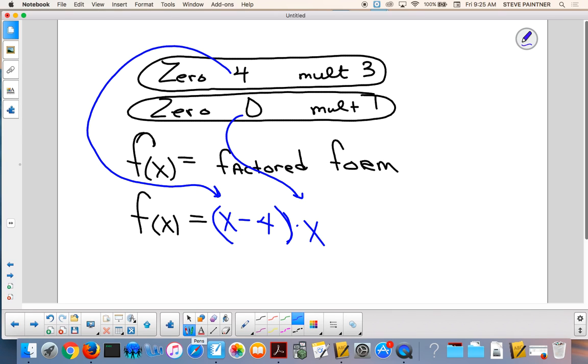The multiplicity is what? 3 on this one, so you need to put a 3 here. The multiplicity is what here? 1. So you need what? Do I need to put the 1? No. If you want the 1, put the 1. If you don't want the 1, don't put the 1. There's the answer, guys. You were told the zeros, you were told the multiplicities, and you wrote the function that matches the information.